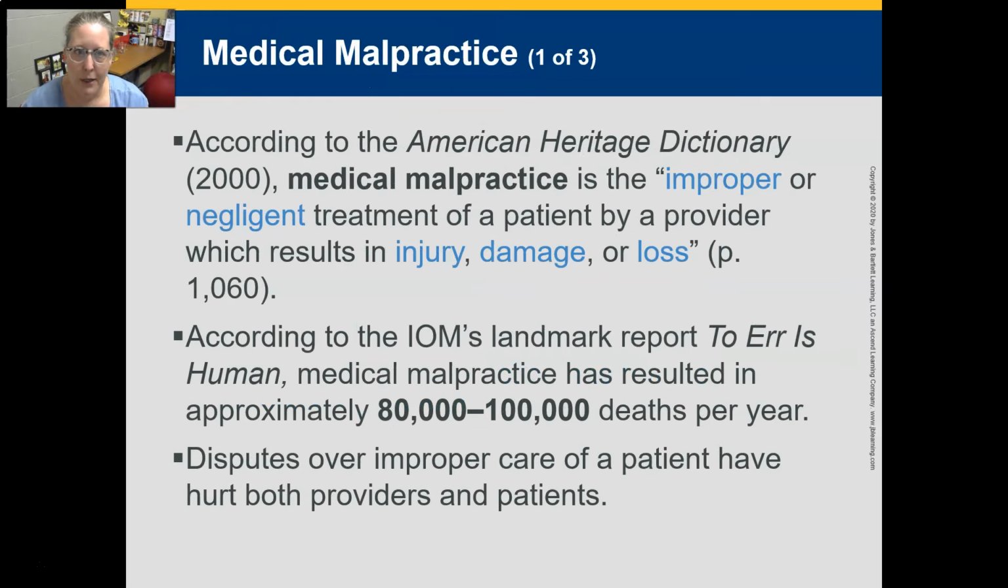So let's talk a little bit about medical malpractice. According to the American Heritage Dictionary, medical malpractice is the improper or negligent treatment of a patient by a provider which results in injury, damage, or loss. This could apply to more than just doctors, although doctors are the ones that we typically think of when we think of medical malpractice. According to the IOM's landmark report To Err Is Human, medical malpractice has resulted in approximately 80,000 to 100,000 deaths per year. So these are deaths that can be attributed to medical errors, and so that could have been prevented.